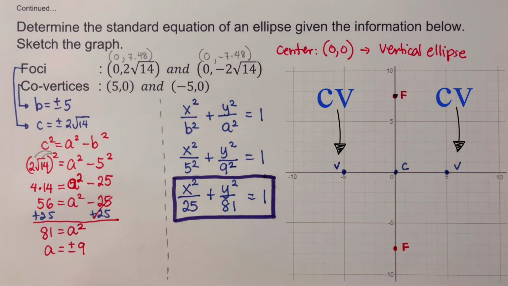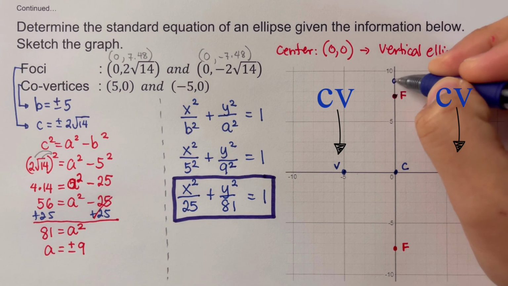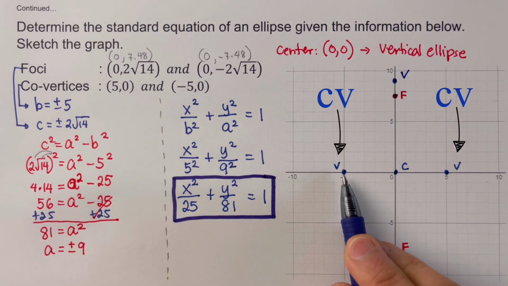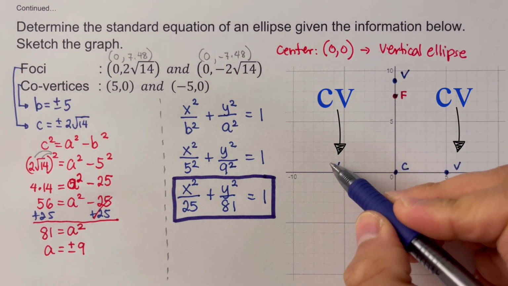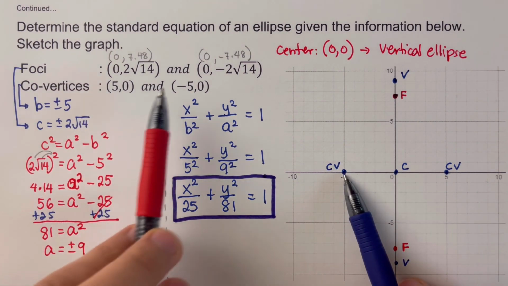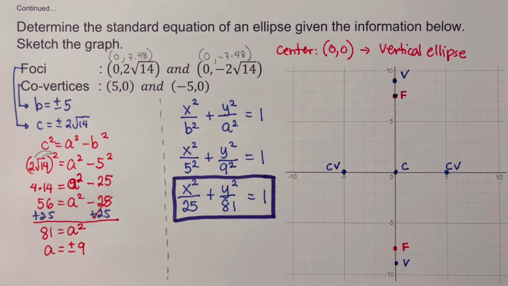Okay, so we go ahead and plot the vertex for this problem. It's located 9 units from the center. So we go up 9 and we go down 9. And that is where our vertex is going to sit. By the way, this one right here is our co-vertex. So I'm going to change this to co-vertex and co-vertex. Again, that was from here, 5, 0 and negative 5, 0. So these two should have been co-vertices. So that we can go ahead and draw the ellipse.